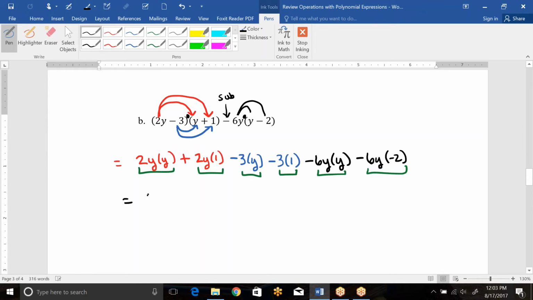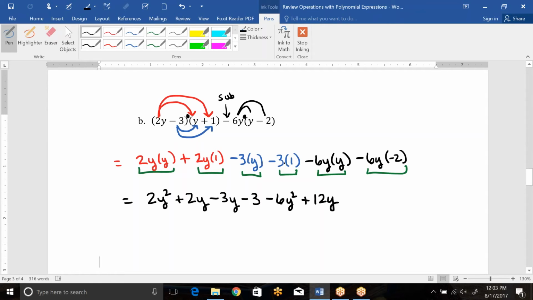So 2y times y would be 2y squared. 2y times 1 would just be 2y. Negative 3 times y is negative 3y. Negative 3 times 1 is negative 3. Negative 6y times y is negative 6y squared. And negative 6y times negative 2 is positive 12y. Something to note here.